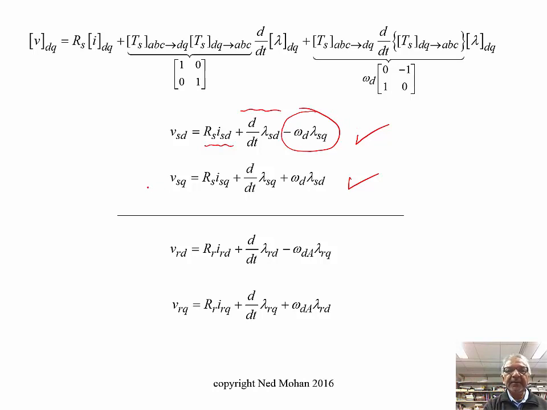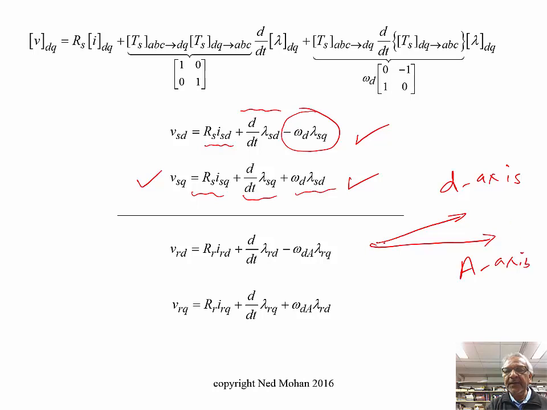And then when it comes to VSQ, again we have this voltage drop, we have the d/dt term, and this time it's plus omega d times lambda SD over here. And the same thing we can do for the rotor. There's no difference, and the only thing to remember here is that in this case we are talking about the rotation of d axis with respect to the rotor A axis here.